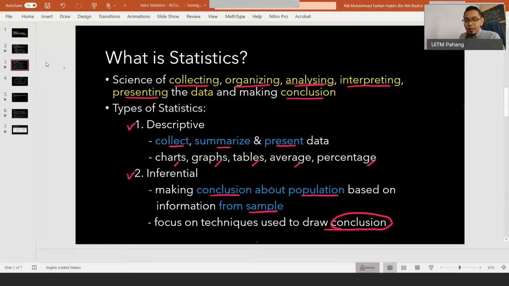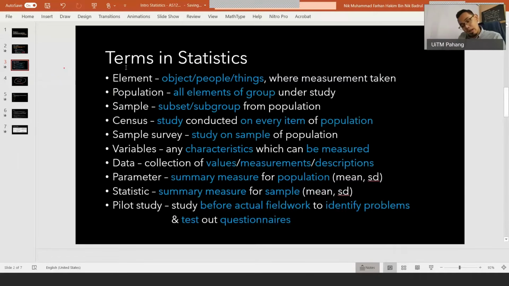There are quite a lot of terms in statistics that you have to understand and really memorize. The first one is the element. Element could be the object, people, or things where the measurement is taken. For example, we want to make a study on the performance of students, so the element in this case is student. We want to see the size of the trees in Gading, so the trees will be the element. Boleh jadi objek, boleh jadi manusia. Kita nak check workers' satisfaction level, so the element will be the workers themselves.